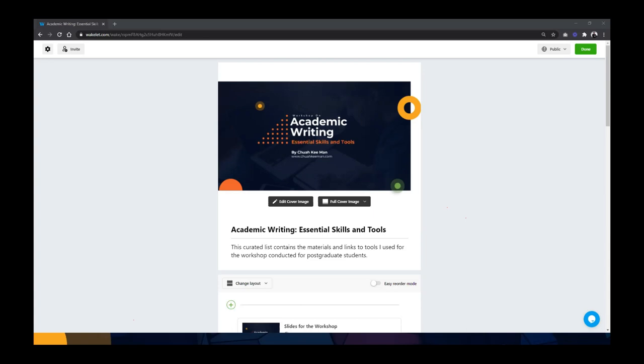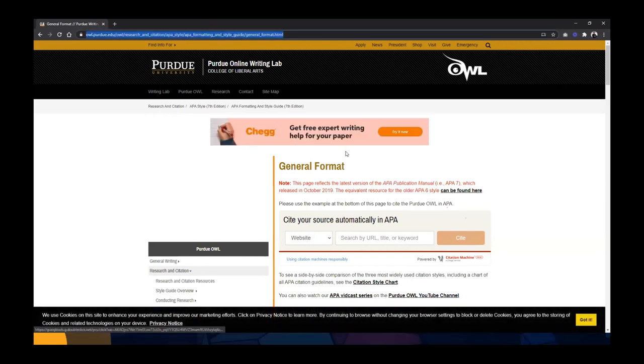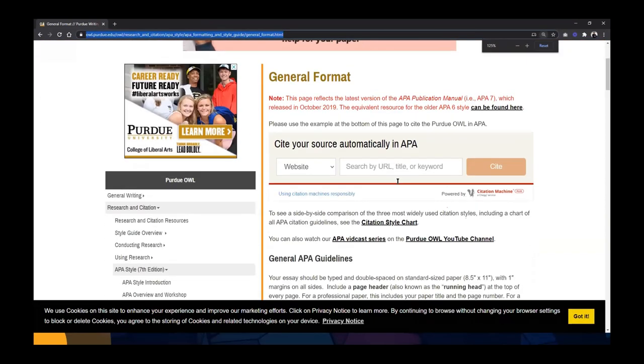Let me share the link. Even the heading, everything, if you follow APA, is a different way. They don't use the normal style that we use, all right? So let me just grab this. I'm showing you now. If you go to this link later, this is a very famous OWL. I love this. Purdue Online Writing Lab. I'm sure you have seen this.